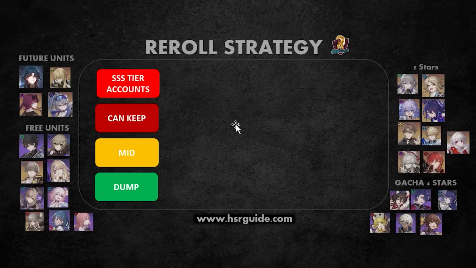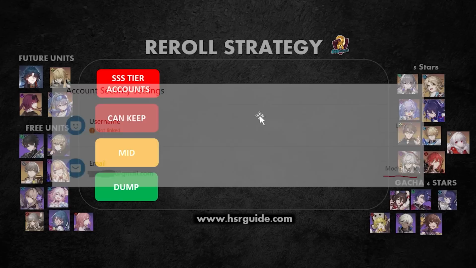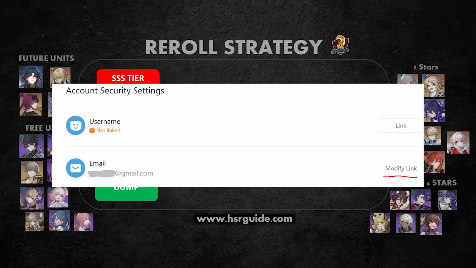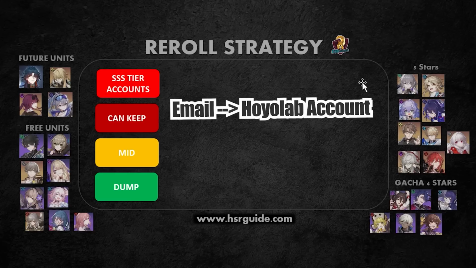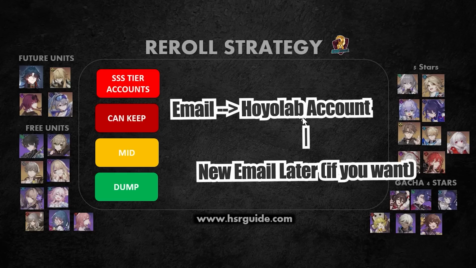For those of you who are very new to rerolling, in Genshin Impact, in Honkai Star Rail, or Hoyoverse rather, you are able to unlink your email addresses for your Hoyo Lab account. So when you create an account, you're actually creating both using an email, you create a Hoyo Lab account, and you can then unlink it later on. So for whatever reason, maybe you need to transfer email, you can do it later on.